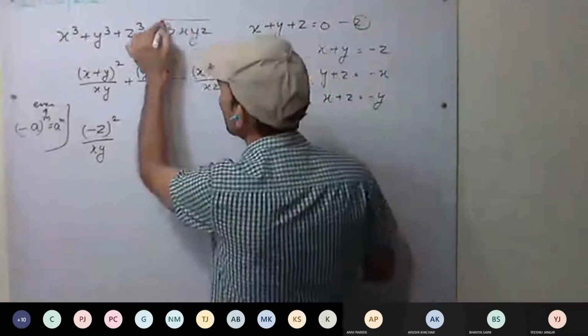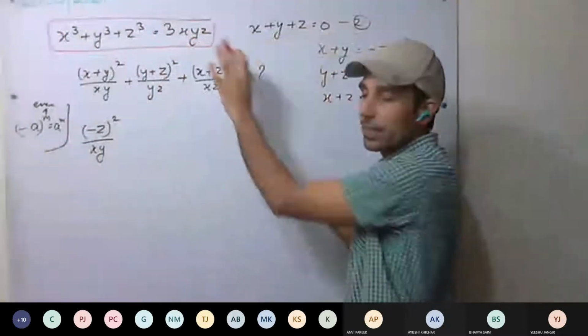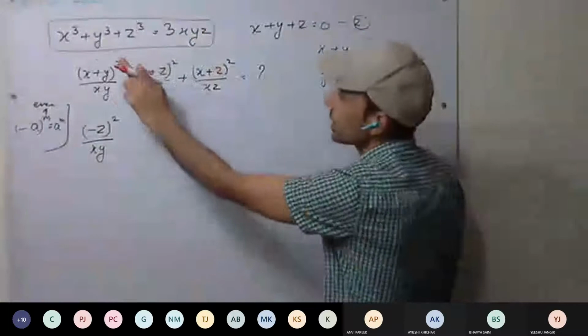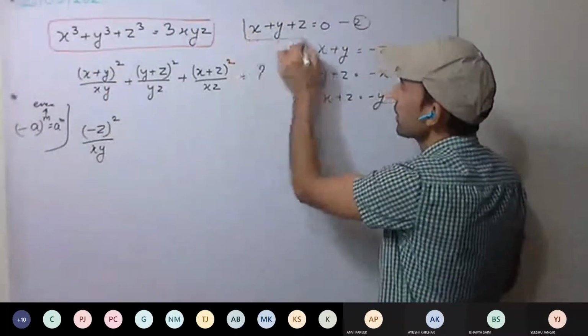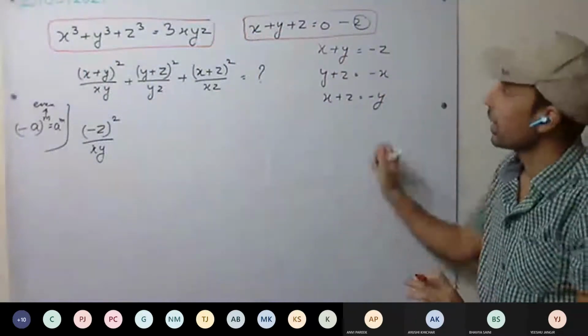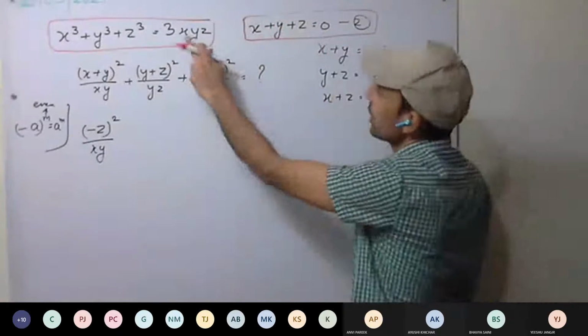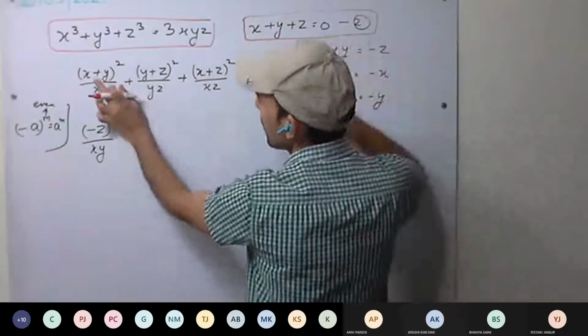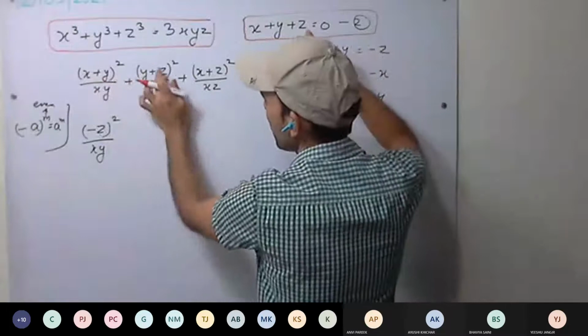What is being given? x cube plus y cube plus z cube equals 3xyz. That is, the sum of the cubes of the variables is 3xyz. Here x plus y plus z equals 0 is given. Now we will use these two to calculate its value. If we see the question, we can substitute x plus y here. So first we are substituting these values.